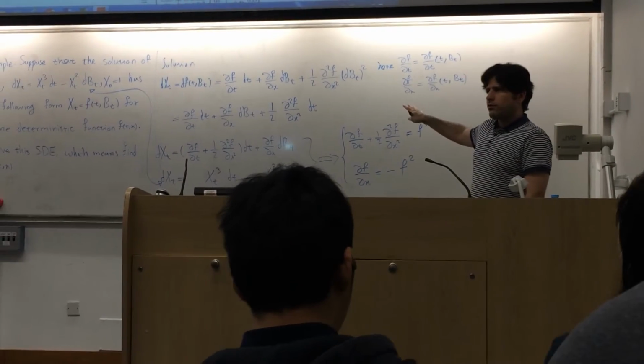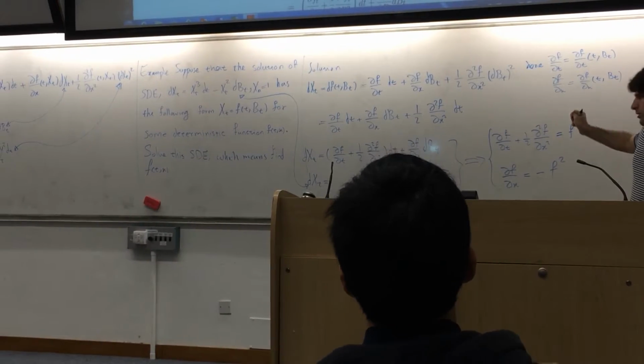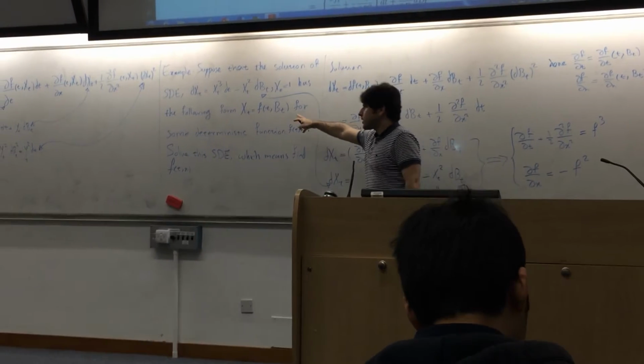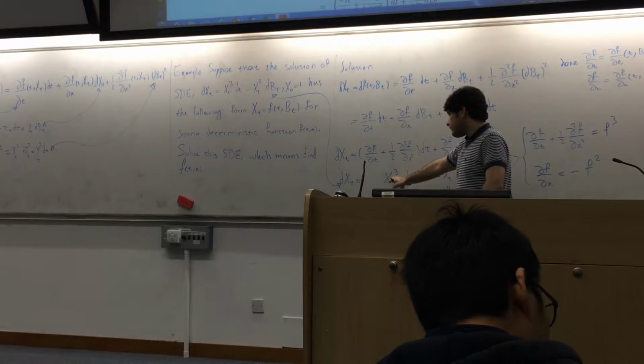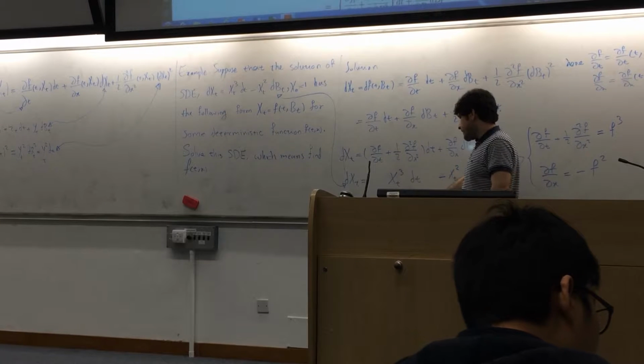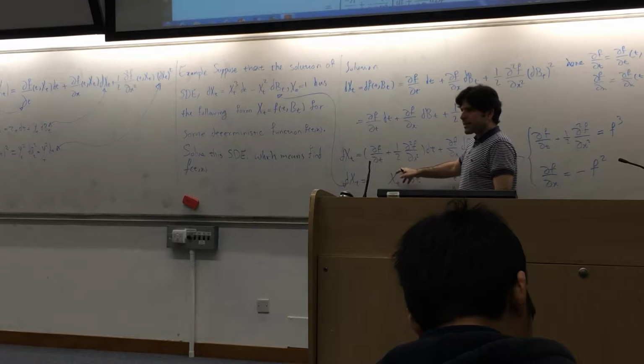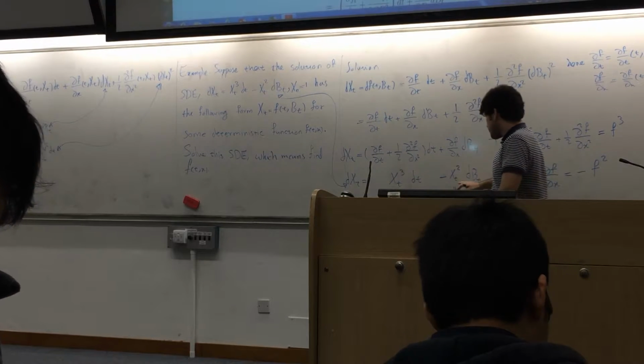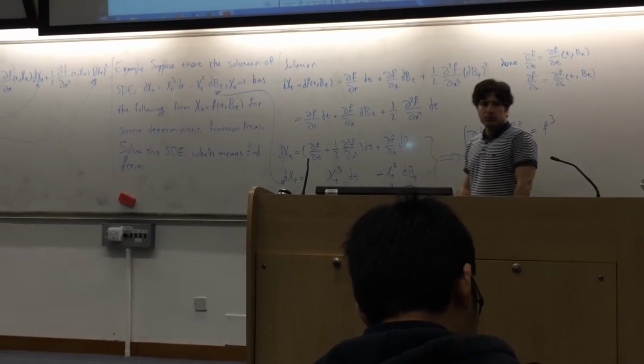So any questions so far? Again, you can see why this assumption is useful, because if I don't have the form of xt as f of t and bt, I cannot replace x cubed by f cubed. I cannot replace x squared by f squared. Okay?